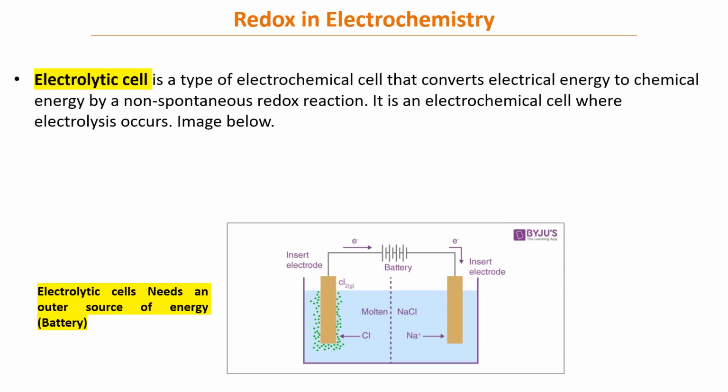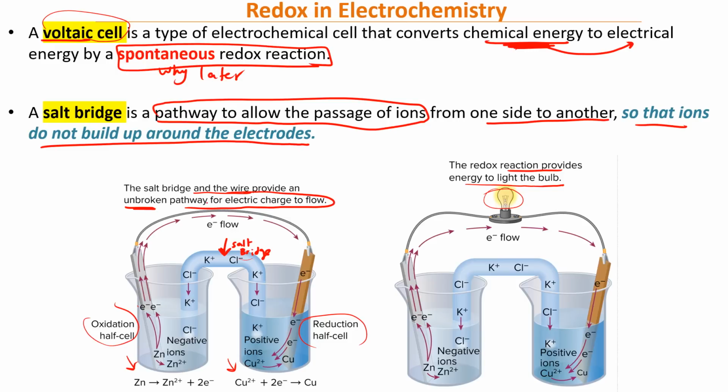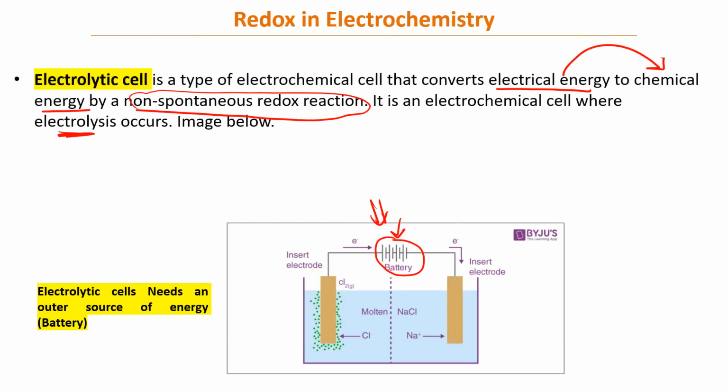What is an electrolytic cell? Now, electrolytic cell is the inverse, عكس voltaic cell. It's a type of electrochemical cell that converts now electrical energy into chemical energy. تحول الطاقة الكهربائية إلى طاقة كيميائية by a non-spontaneous redox reaction. Okay, this is where electrolysis happens, and this is just an image to show you that you have a battery action. يعني نحط طاقة كهربائية، والطاقة الكهربائية هاي تخلي التفاعل يحصل. في الفولتايك التفاعل اللي قاعد يحصل هو اللي يكون طاقة كهربائية. في الإلكتروليتيك سيلز نحط باتري، فالطاقة الكهربائية هي اللي تخلي التفاعل يحصل. That's the difference between both. Okay.